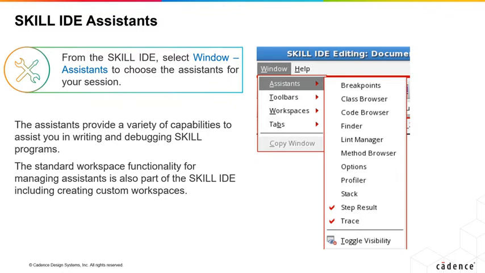The one you will still find under the CIW is the Finder, where you can launch the Finder from there, but these other assistants are now part of the IDE and you will need to use them as part of this environment. And in addition, the IDE has taken on the standard workspace functionality. What this means is, similar to the design windows, these workspaces with assistants can be configured to whatever task you are doing at the time. So you can make a workspace that includes, for example, the lint manager and code browser. And you can name that your own workspace.